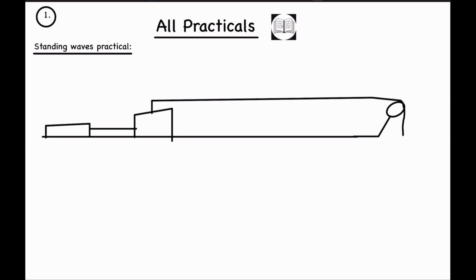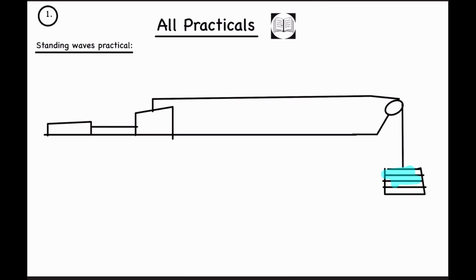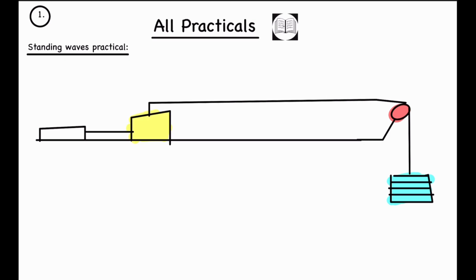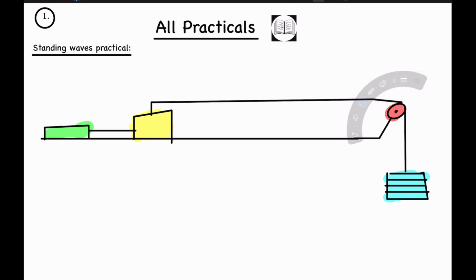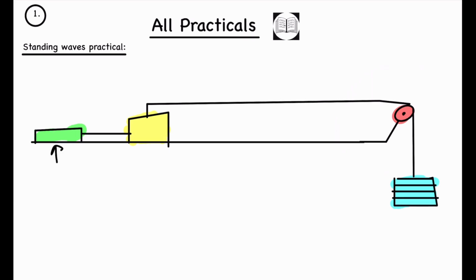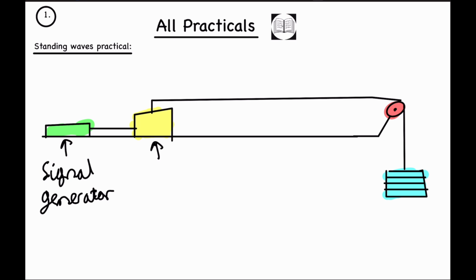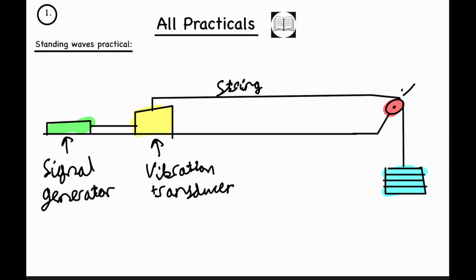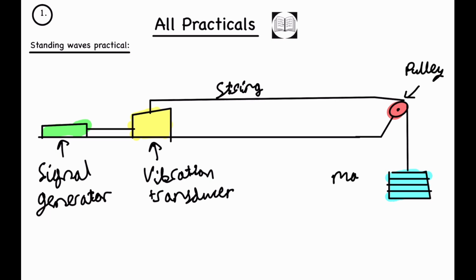like this. And then at the end, there are a few masses being hung off the pulley, like this. This is the masses, the pulley, this is the vibration transducer, and the signal generator. So now let's label the diagram. So we'll have the signal generator over here. This is the vibration transducer, this is the string, and this is the pulley, and these are the masses. And you have tension pulling the string down like this, tension, T.